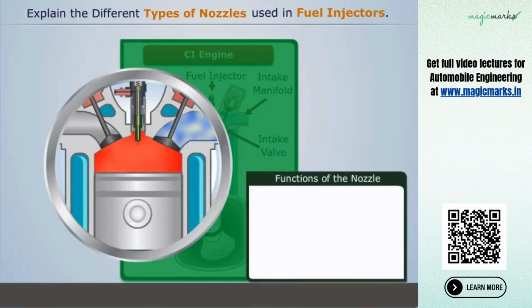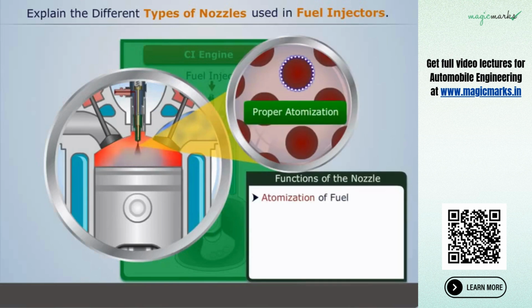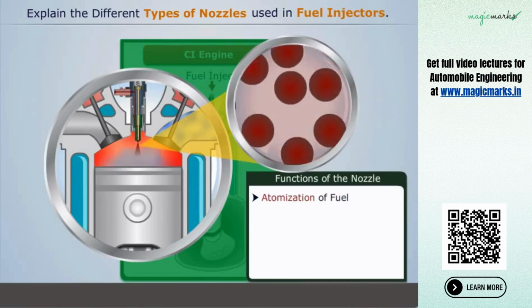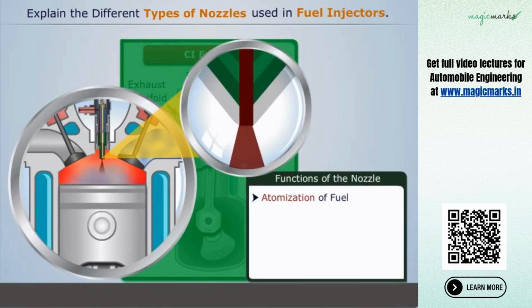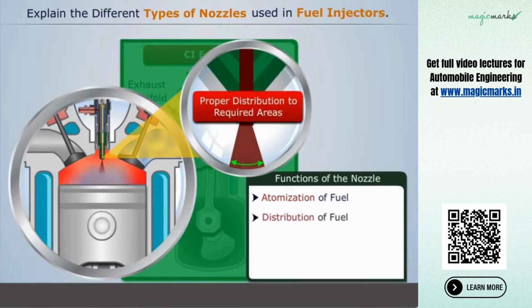The main function of the nozzle is to atomize the fuel particles for obtaining proper and quick mixing of fuel and air particles. The nozzle is also responsible for distributing the fuel to the required areas for its quick spreading.